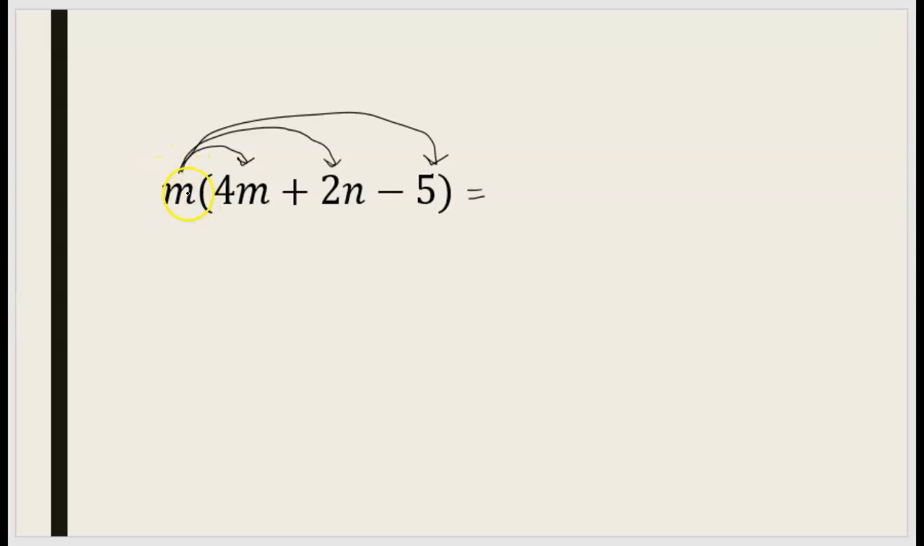So we're going to start with m times 4m. Okay, remember this is a phantom 1 in front of this m. So we would just think of this as being 1 times 4, which of course is 4.